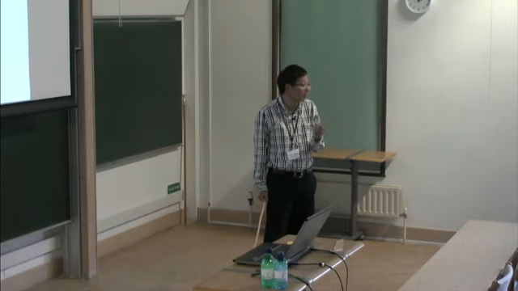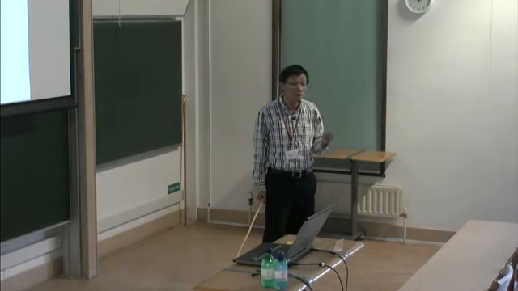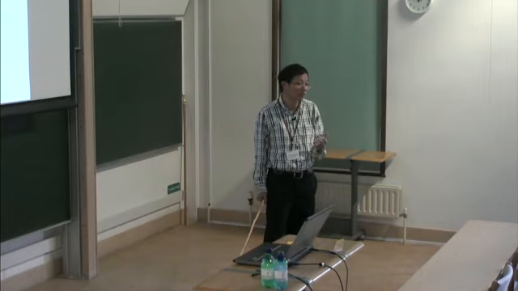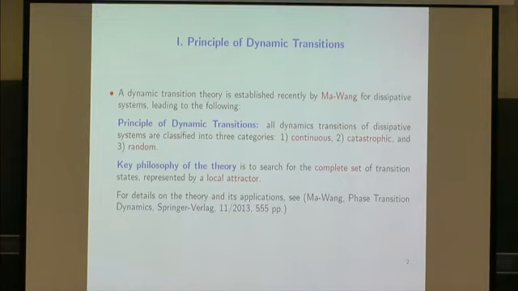However, bifurcation gives you only a local structure. What you're looking for is really the complete set of transition states, which are often represented by some kind of local attractor, not a global attractor. Once you identify the type of transition, you want to classify what is in the local attractor, and then see all the types of transition states you have. I will demonstrate a couple of examples, and the whole thing is going to appear in this book next month.